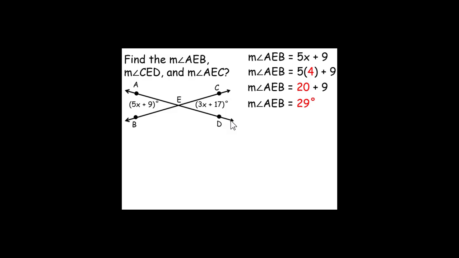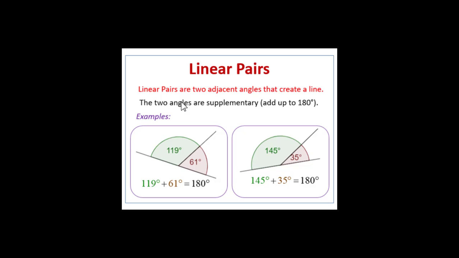For us to find the measure of angle AEC, we can see that angle AEB and angle AEC share a side. If you share a side, that means you are adjacent. Since the two non-adjacent sides form opposite rays, these two angles form what we call a linear pair. Linear pairs are two adjacent angles that create a line. The two angles are supplementary. Therefore, if I know one of my angles, I know the other angle is its supplement.